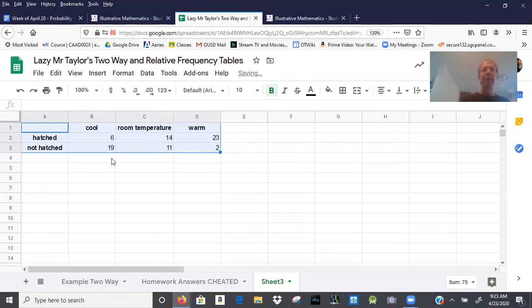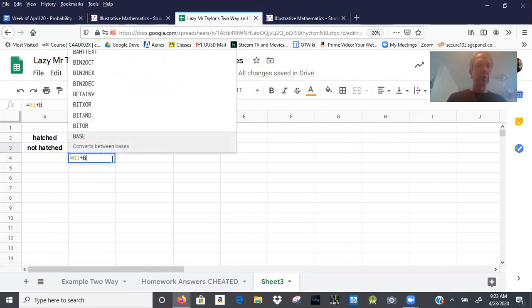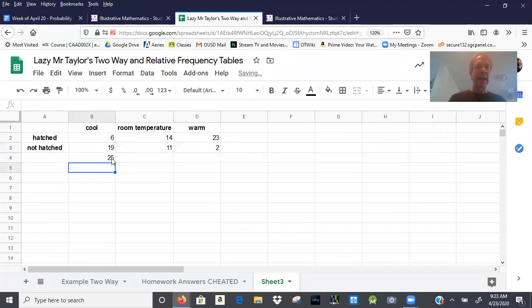So this is a little mini lesson on Excel. These two, obviously 6 plus 19, I could add those in my head, but the other way I can do it is I can do equals this thing, which is B3. If you look at the column, it's in column B, row 3, and I can say plus B2, and it adds those two things up. It's 25. And what's cool about doing it that way, if I change one of these numbers, watch me change this to 7. Now that's 26. It automatically updates, which is why I like doing it this way.